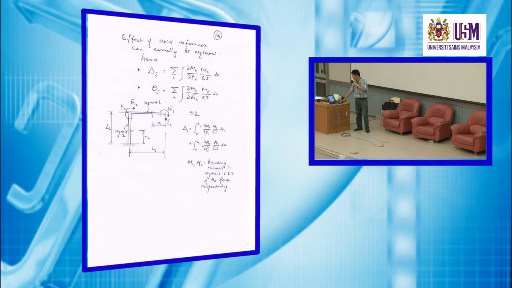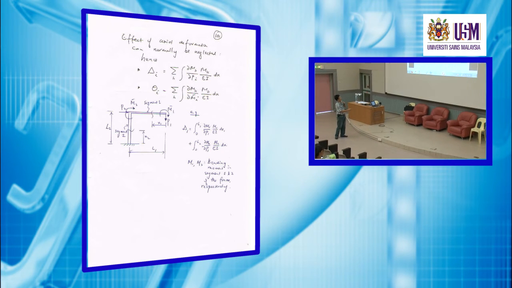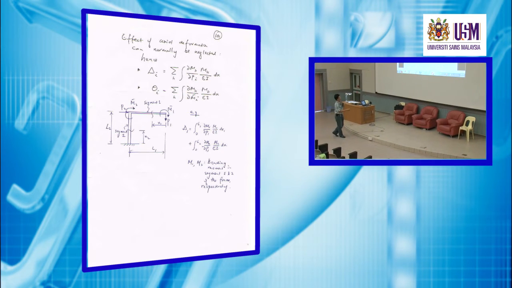Okay, and in a frame, sometimes we can neglect this. The effect of this on displacement is normally very small compared to this. So sometimes you can neglect these terms. If you neglect, then you get only this. The frame is then similar to a beam, where we consider only bending. So axial deformation is not considered. So delta 1, only the bending moment part, and the same thing for theta 1.